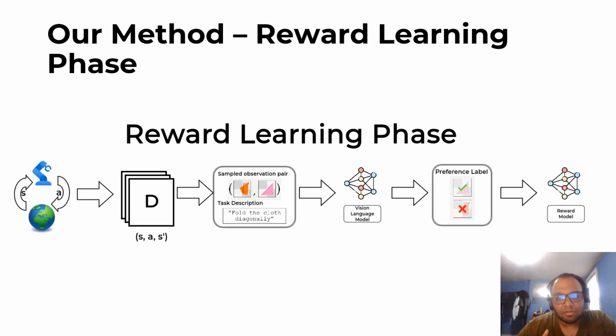So our method is divided into two phases. One is a reward learning phase. Here we have a data set of unlabeled trajectories, we sample pairs of observations, which are images, and then we feed them along with the task description to a vision language model such as Gemini or GPT-4. We ask the vision language model to give us a preference label, and then we use this newly generated pair and preference label to essentially learn the reward model.